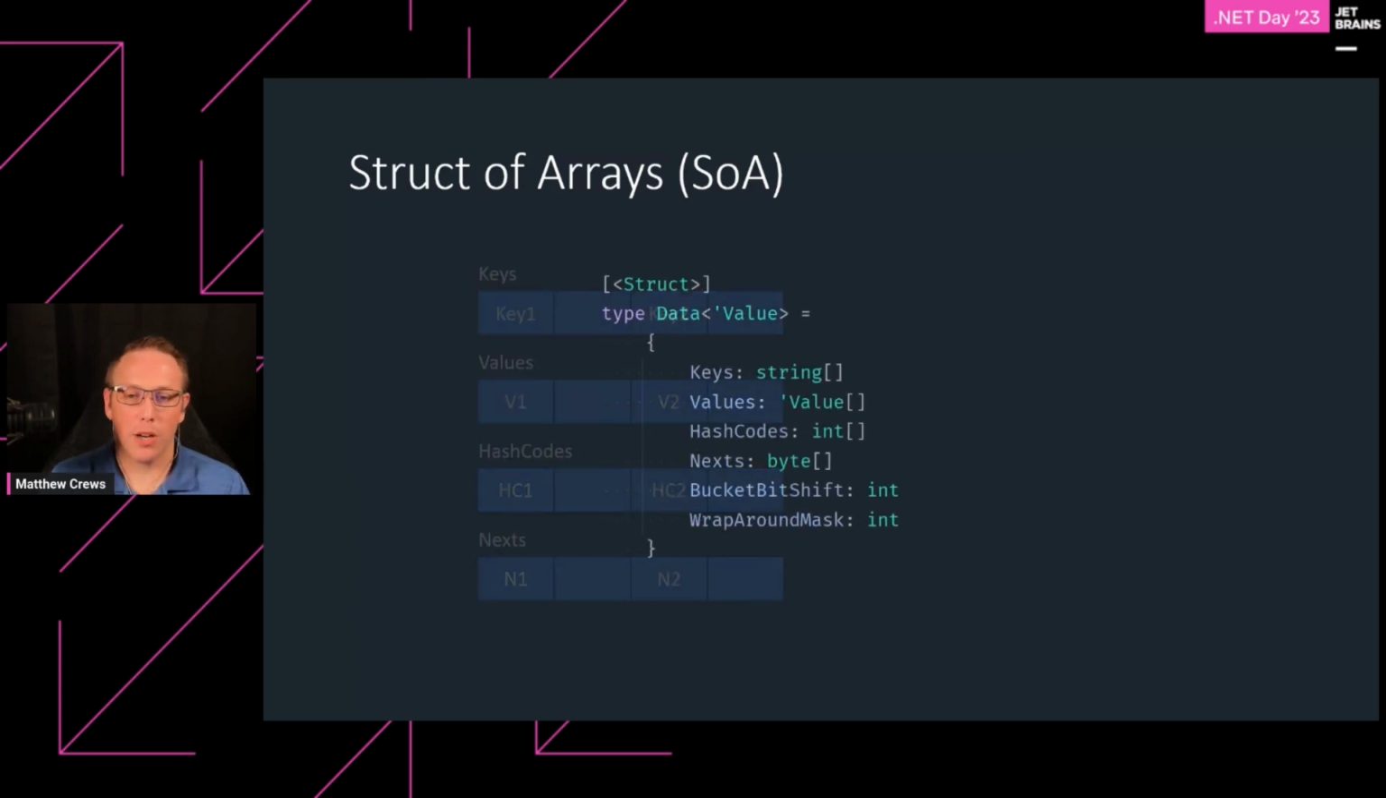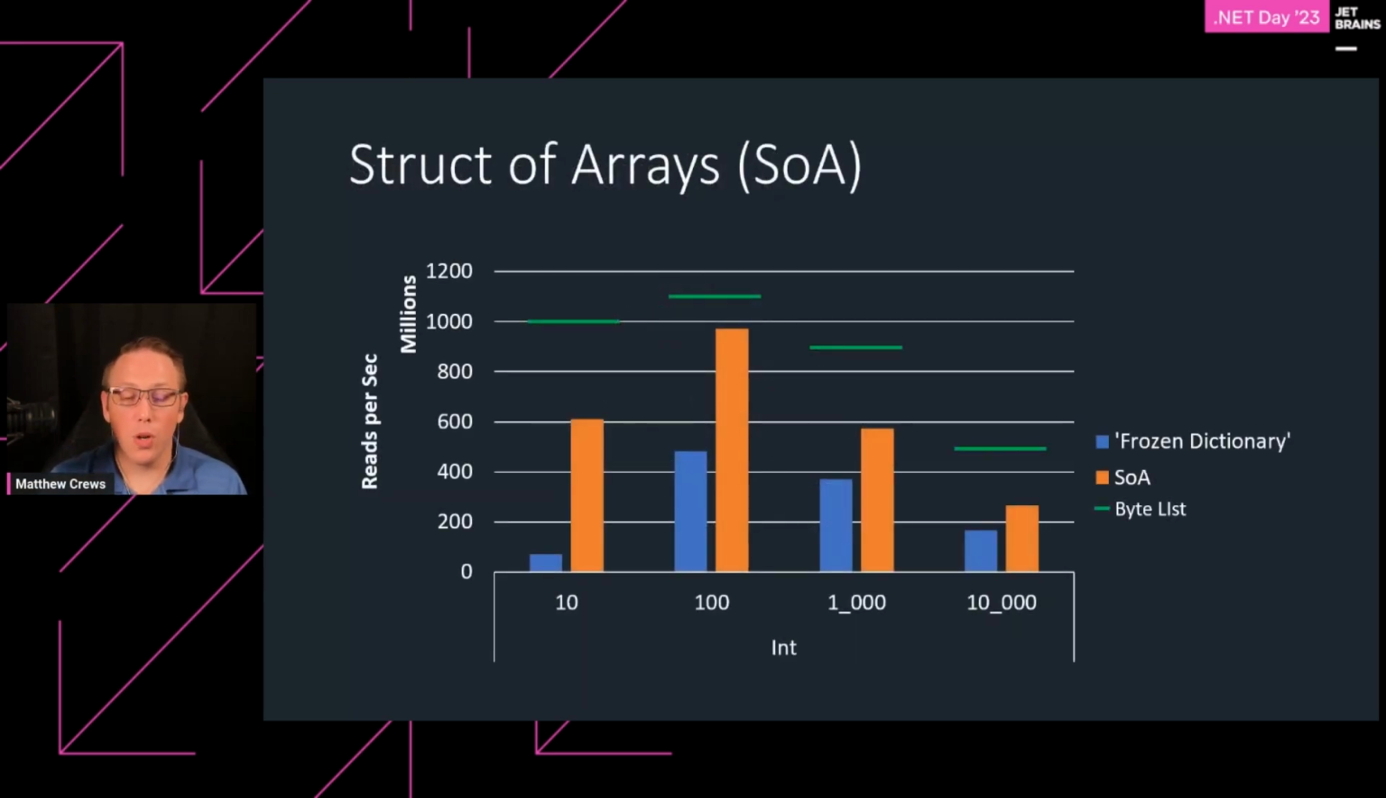And so what does this make our code look like now? Well, now we have this type data. And so this is the data contained by our dictionary. Keys is now a string array. Values is now a value array. Hash codes is an integer array. And nexts is a byte array. So we've basically taken the byte list implementation and done a struct of arrays transform on how that data is laid out. For integers, it's worse.